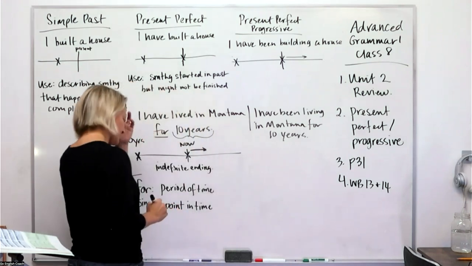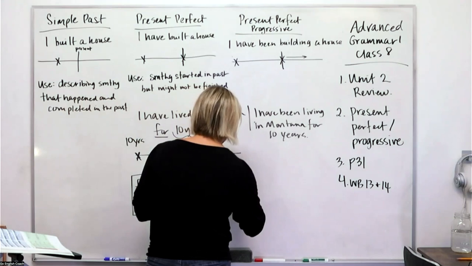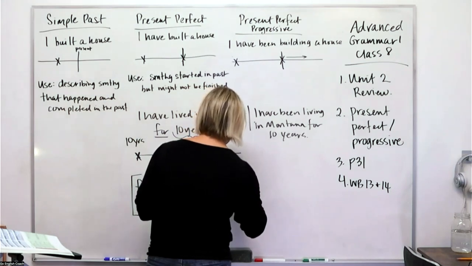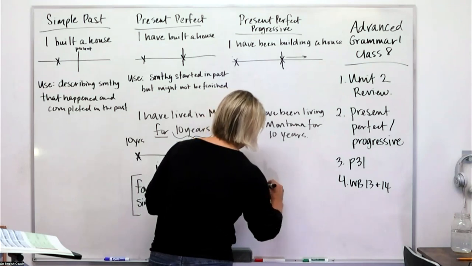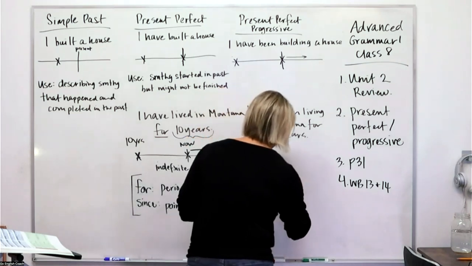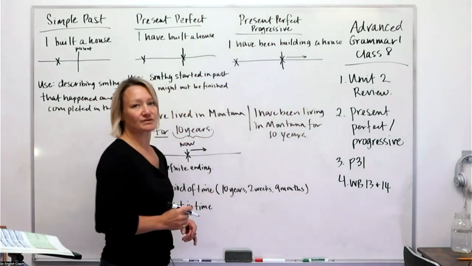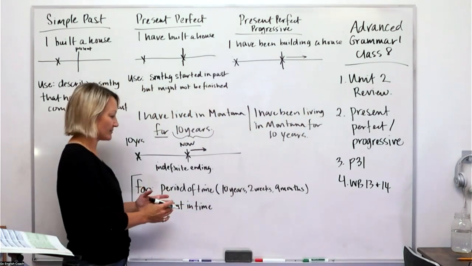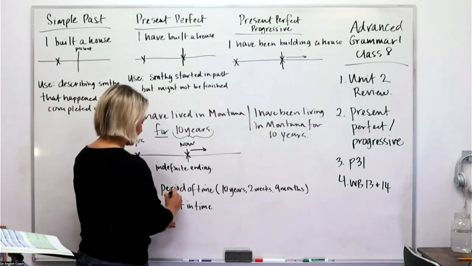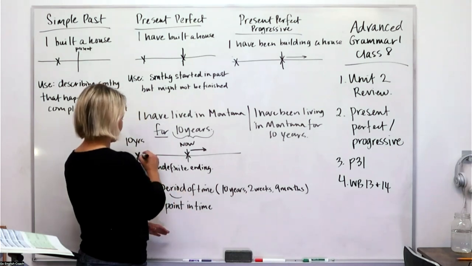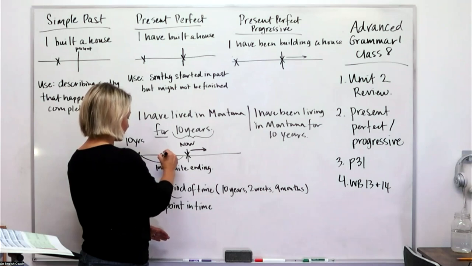So we could say, for example, here, a period of time could be 10 years, 2 weeks, 9 months, etc. Okay, those are just examples. So that's a period of time. And then from here, a period of time, right? It means it's like this. This is a period of time. A point in time is just one point.